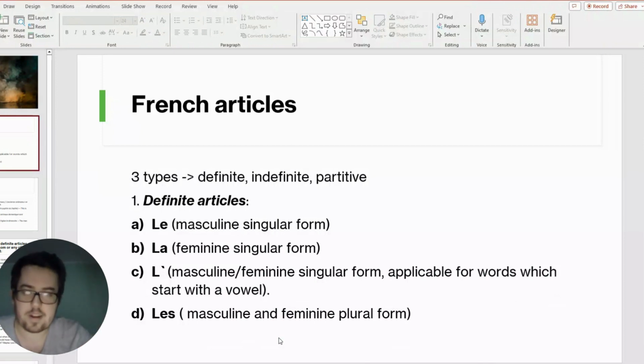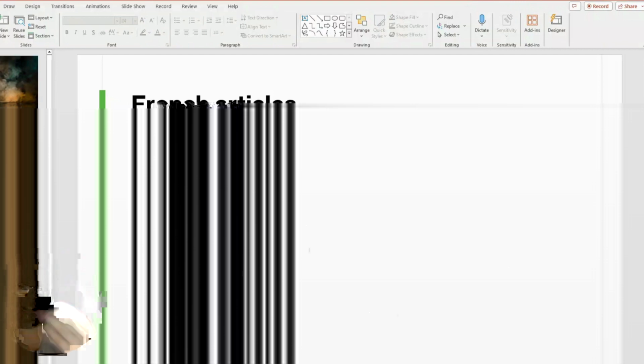First, the definite articles. These are the forms le, la, l', and les. Mind the pronunciation. In the masculine singular form, we have le. For example, we may have le livre. Then we have la tour. Right? Then we have l' with an apostrophe.